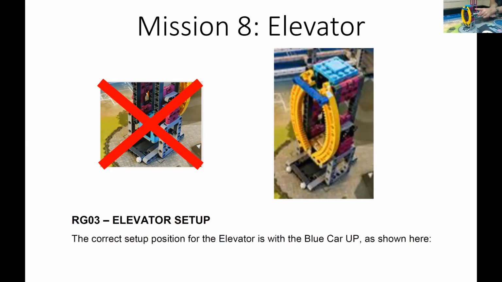So the blue car is up. These yellow, I don't know what we want to call these. Call them the yellow gear arcs or something, are facing west. They are facing back toward home. These little white dots should also be facing home.